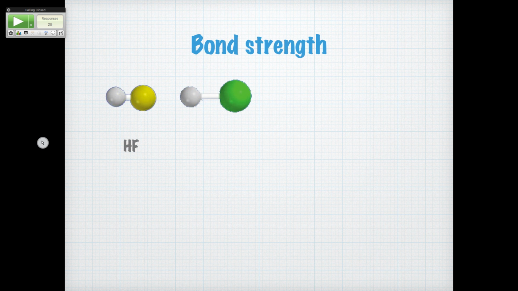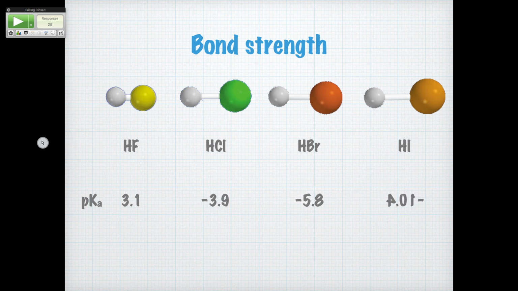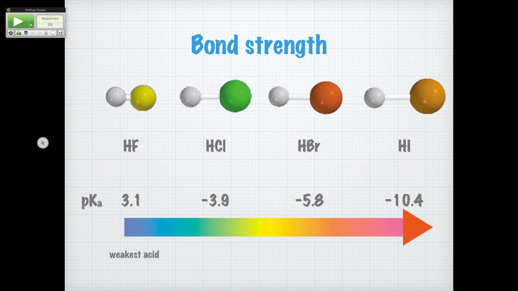All right, so here are the halogens: HF, HCl, HBr, and HI. As you go down the periodic table, the atoms are getting bigger. This is supposed to kind of show you that they're getting bigger. It's not perfect. Here are the pKa's. Look at that. HI is negative 10.4. So look at those pKa values. Do I have these pKa values memorized? No, I do not. There's enough numbers in my brain. You probably already feel that way. But I know this one is more acidic than this one, than this one, than this one, and that's what you need to know. Who's more acidic? If you need the pKa number, you can always look it up.